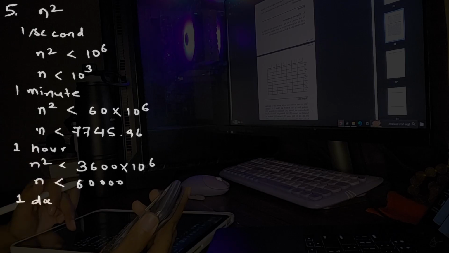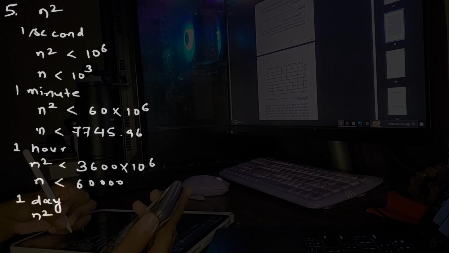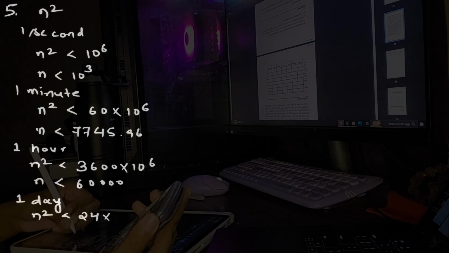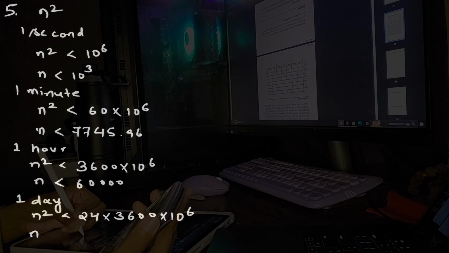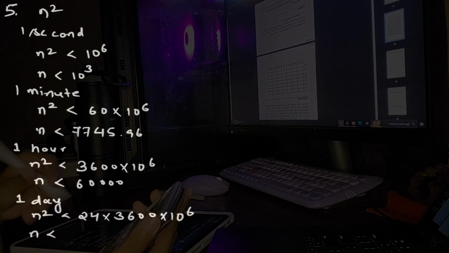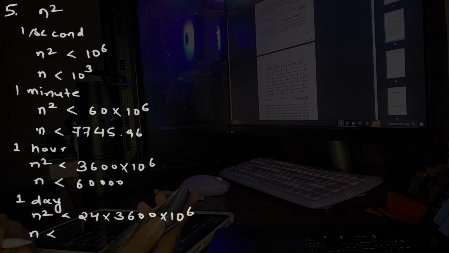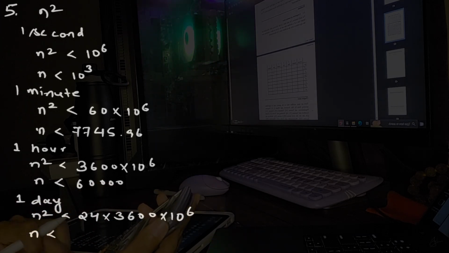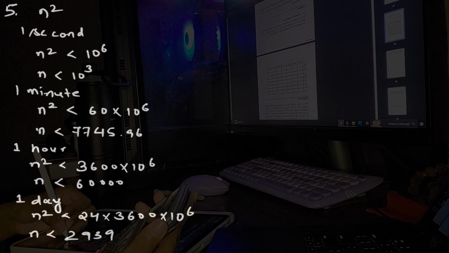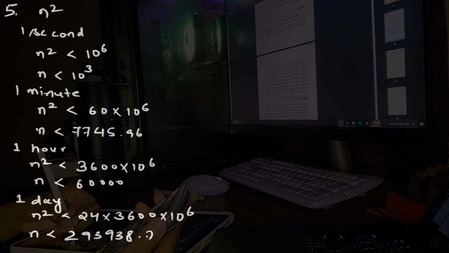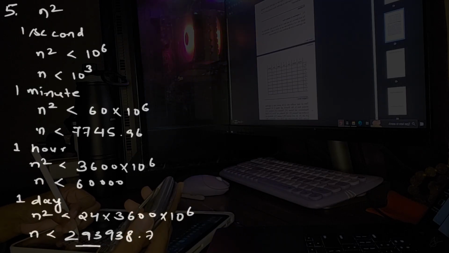Now for a day, n square, in a day we have 24 hours. 24 times 3600 multiplied by 10 to the power of 6, n is equal to the square root of 24 into 3600 multiplied by 10 to the power of 6, which equals 293,938.76. So yes, we can just take the first digits.